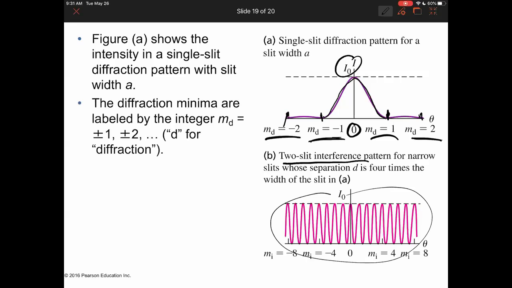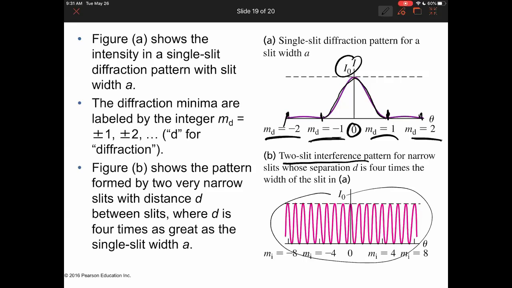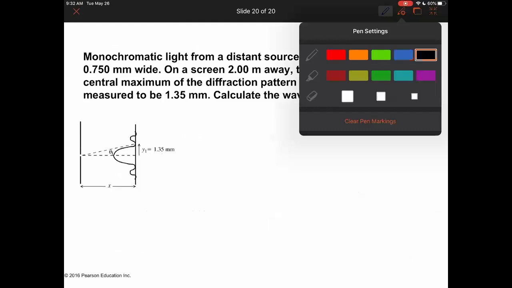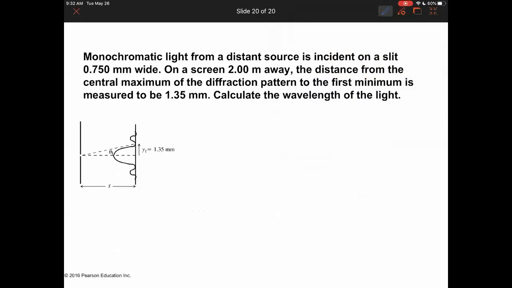Okay, so the diffraction minima are labeled by the integer m_d, plus or minus 1, plus or minus 2, d for diffraction, basically. Figure B shows the pattern formed by two very narrow slits with a distance d between the slits. More or less, the central one sometimes can be a little more distinct, but you don't really lose intensity as much as you do with a single slit. So generally, with the single slit, we're always going to be solving for dark fringes. Remember that. And the dark fringes for a single slit don't start with m equals 0 like they did for the double slit. For the single slit, m equals plus 1, minus 1 for the first dark fringes.